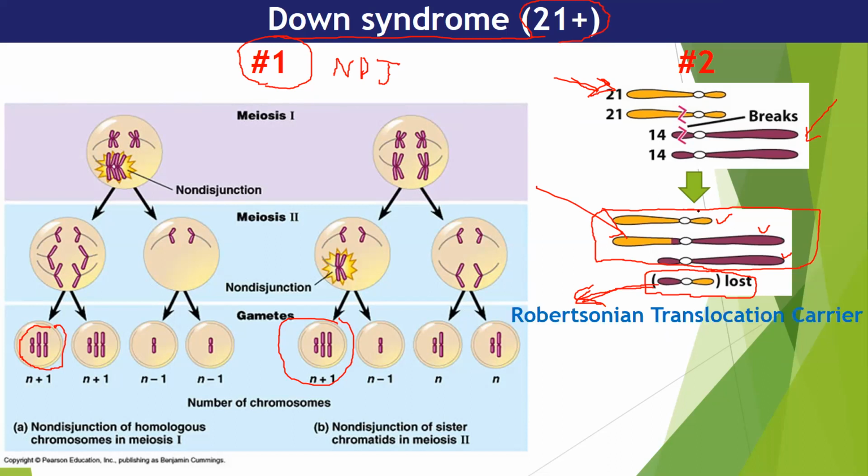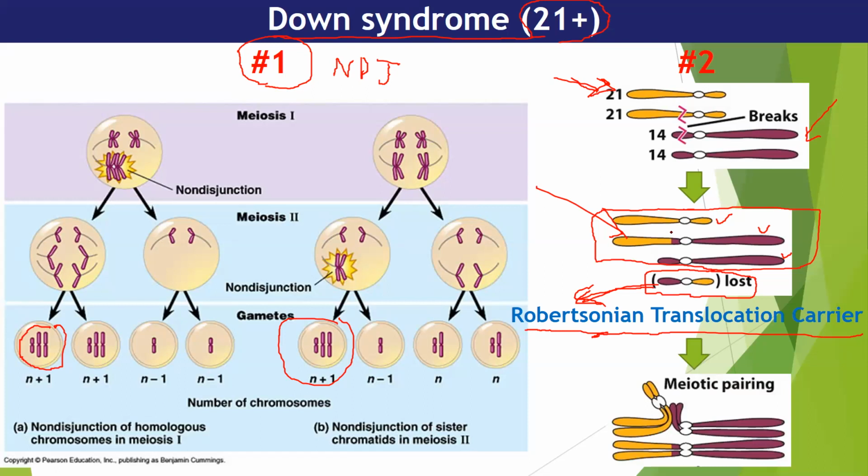All right, so if an individual has a genetic setting like this, this is named a Robertsonian translocation carrier. Carrier means this one is a normal subject, but it has the potential to have progeny, to have kids with the problem. That's why we call this parent a Robertsonian translocation carrier.